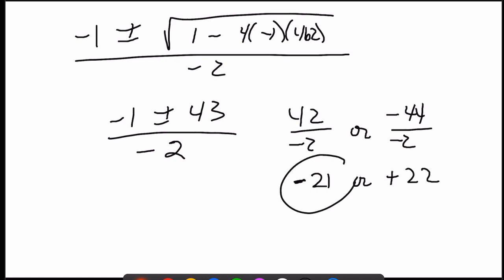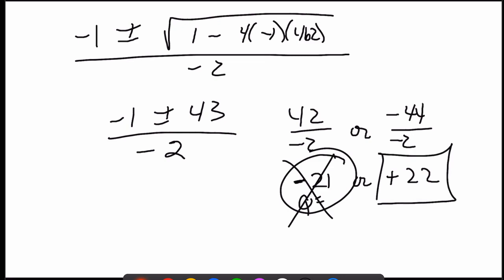We're not going to take Q equals that. We're going to throw that out because it's a negative number. We don't use negative quantities, and that's our profit maximizing quantity. Q equals 22. Okay?